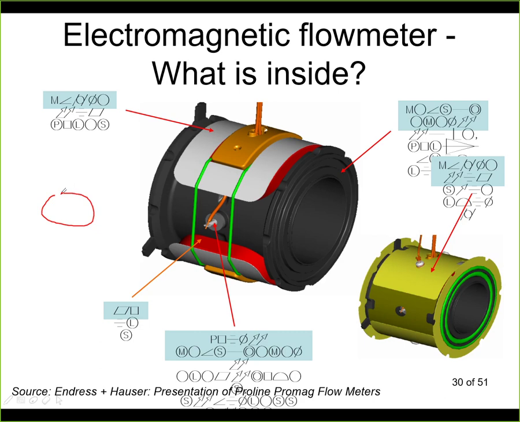This is the pipe. Here we would have the pole. Here we would have the pole on the second side. This would be the magnetic field like this, and from this side we have one electrode, and from the other side we have an electrode like that.